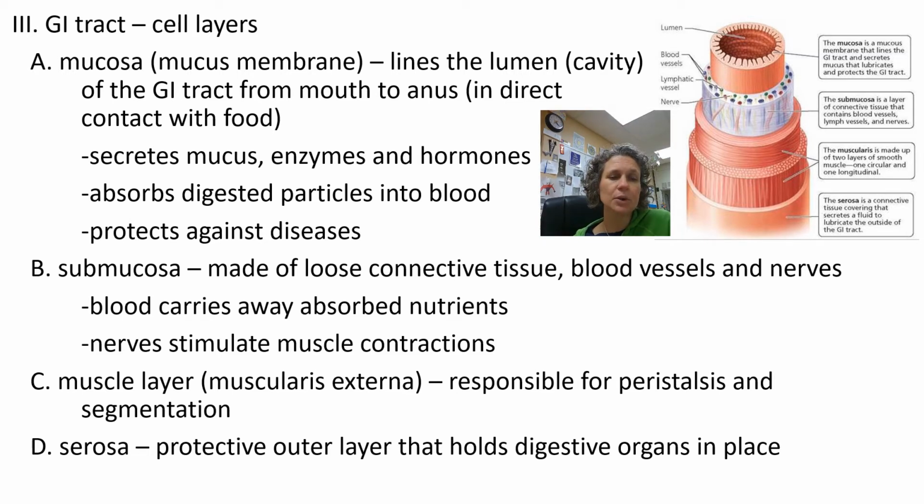Then you have the submucosa, and this is loose connective tissue. There's blood vessels, there's nerves in there. The blood, of course, carries away these absorbed nutrients, takes them after they've been broken down physically and chemically into your body, into your cells. The nerves help to stimulate muscle contractions in the next layer, which we'll get to, and just help kind of move things along. So then you have the muscle layer.